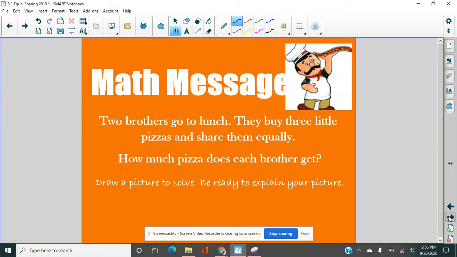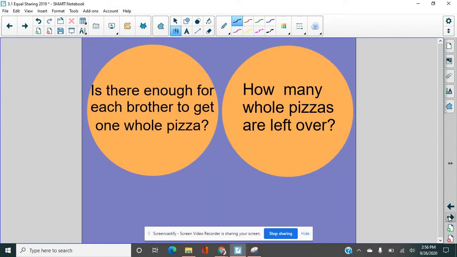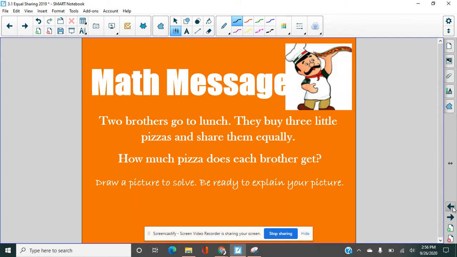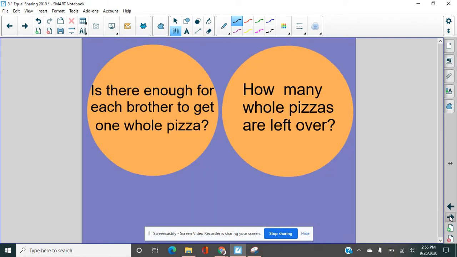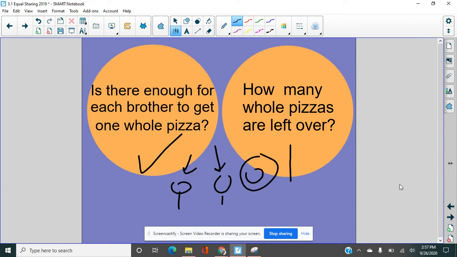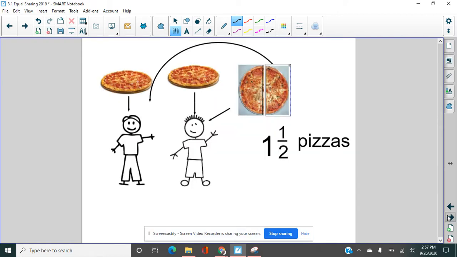So, one way that we could do that, I'll show you that in a minute, right? We know that is there enough for each brother to get one whole pizza? There sure is, right? Because there's two brothers and three pizzas. And how many whole pizzas are left over? Well, there'd be one left over, right? Because one brother would get one pizza, another brother would get the other pizza, and then there'd be this extra pizza here that we'd need to figure out what to do with. So, what could we do with it?